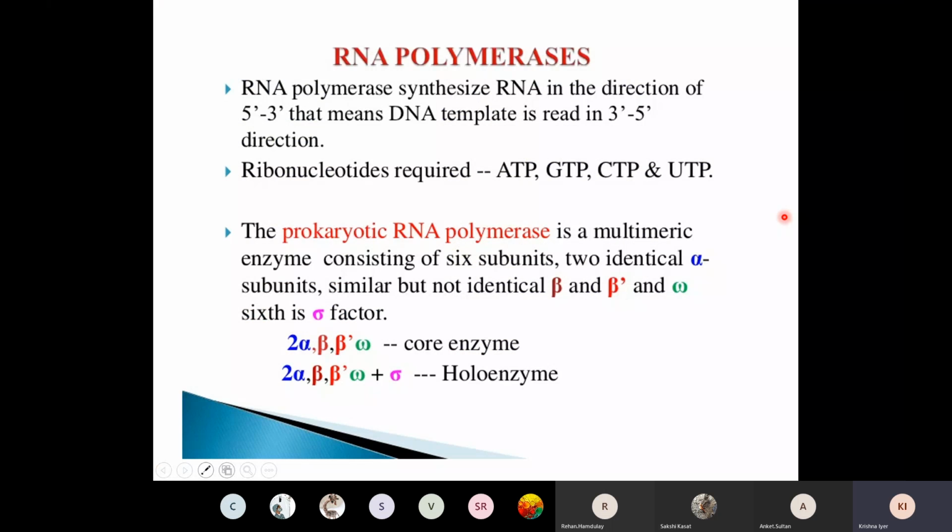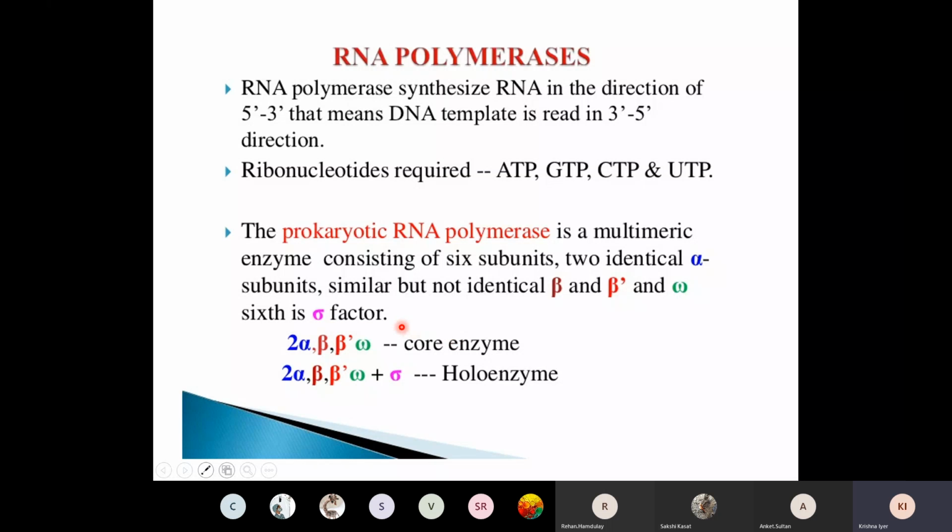The main thing is they do not actually need a primer and they can start the synthesis on their own. The polymerase itself, as we talked about last time, is multimeric and contains 6 subunits, out of which 2 subunits are identical, which are called the alpha subunits. So that's why they show it here as 2 of this alpha. Then there is a beta subunit, which may or may not be identical. Usually it is not identical, so shown as B and B prime. And then there is an omega subunit and a sigma factor.